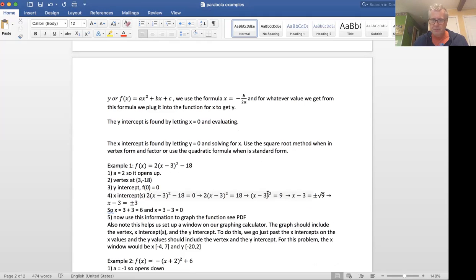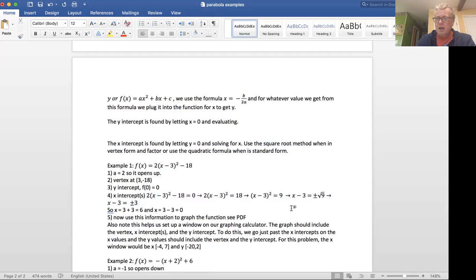The square and the square root will cancel out, giving us x minus 3. And it equals plus and minus the square root of 9. Plus and minus the square root of 9 is 3. So we get x minus 3 equals plus and minus 3. We'll add 3 to both sides to isolate the x, and get x equals 6, and x equals 0. We use this information to graph.